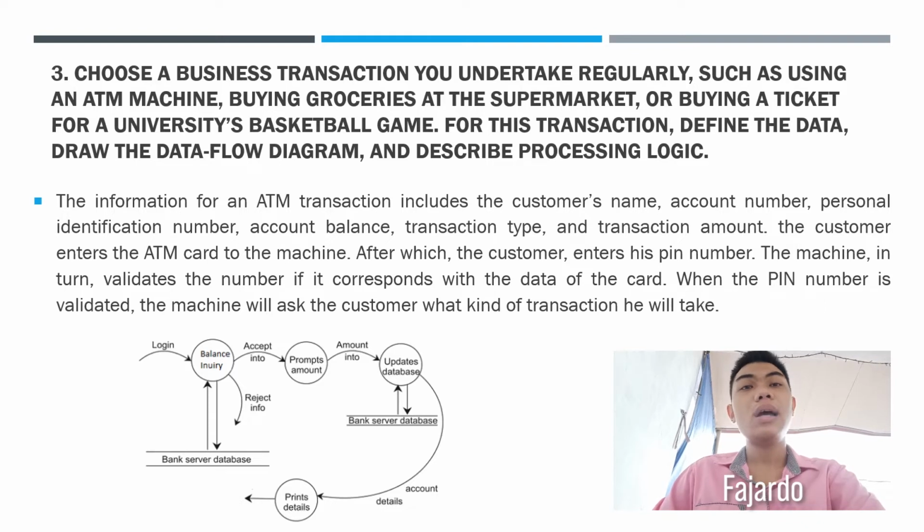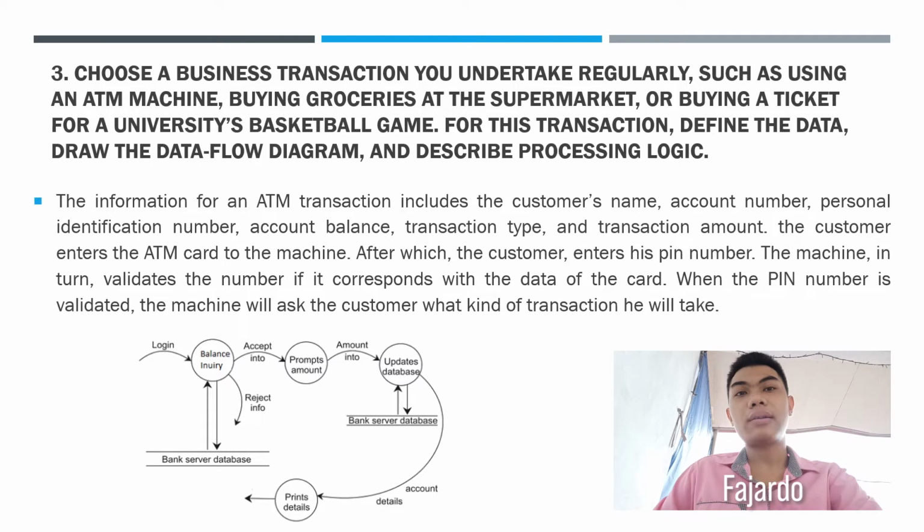So, the information for an ATM transaction includes the customer's name, account number, personal identification number, account balance, transaction type, and the transaction amount.